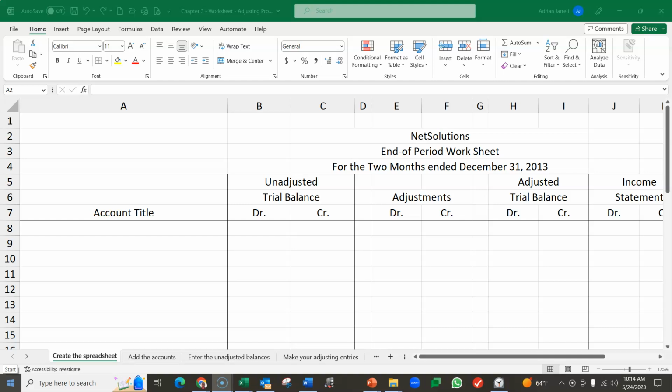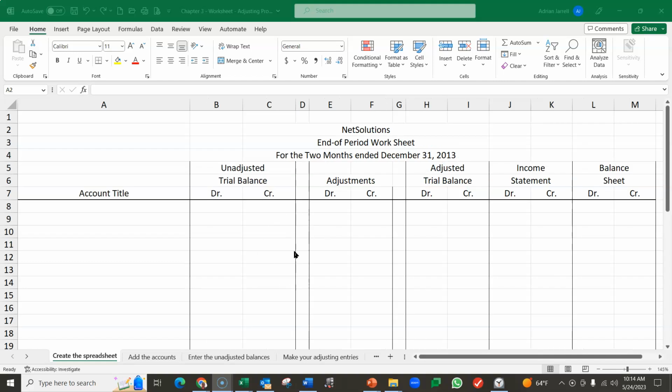All right, this is the 10-column worksheet that we use to do a lot of things, to come up with adjusting entries, adjusted trial balance, income statement, balance sheet. First thing to do is you notice you got 10 columns. You got 2 for the unadjusted trial balance, 2 for the adjustments, 2 for the adjusted trial balance. That's 6. 2 more for income statement, 2 more for balance sheet. So there's 10 columns that we're dealing with here.